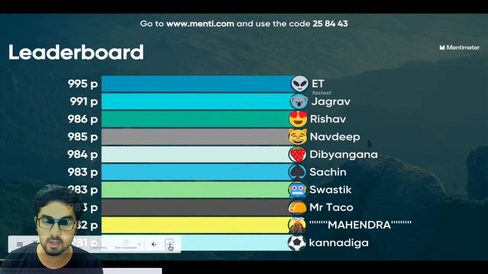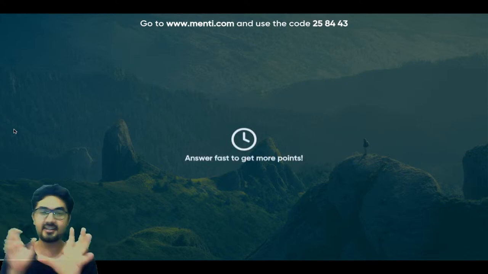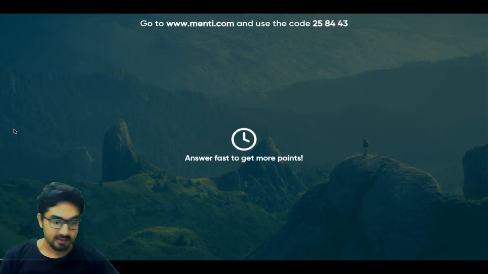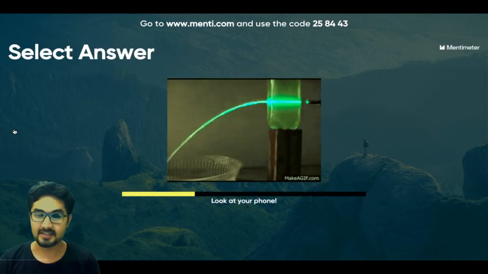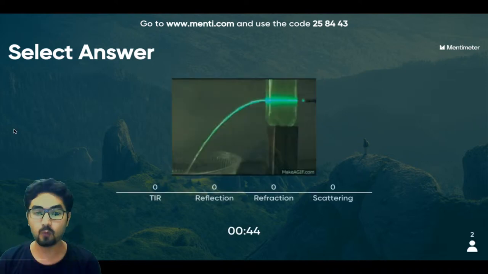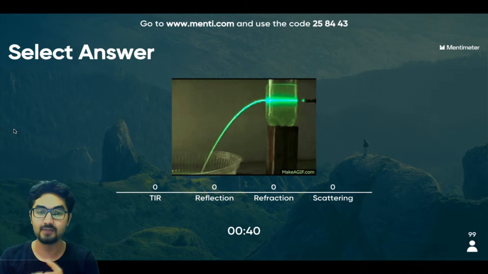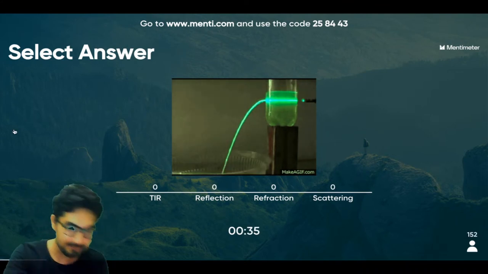So let us now move ahead. Let the second question come on screen. Tick. Yeah, so this is again a GIF. That's a GIF that represents something. What does it represent? TIR, reflection, refraction, or scattering? What do you think this particular GIF represents? A, B, C, or D?